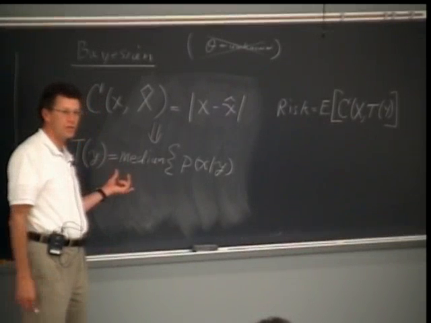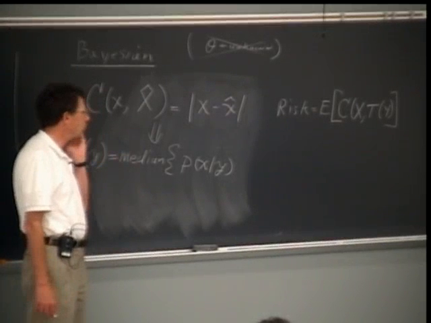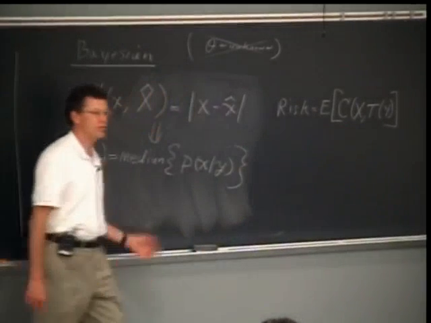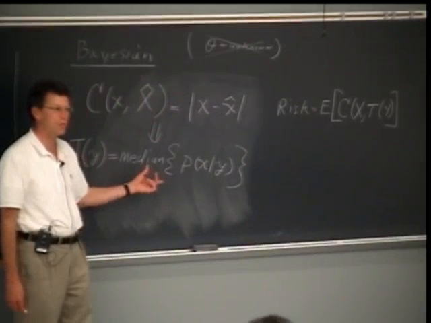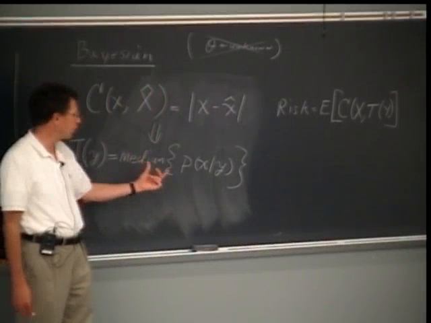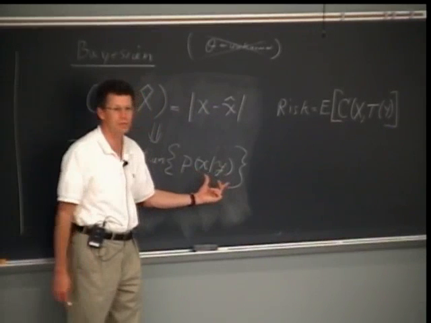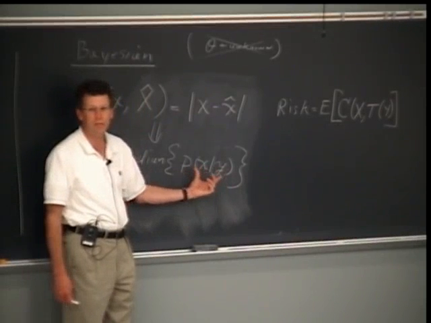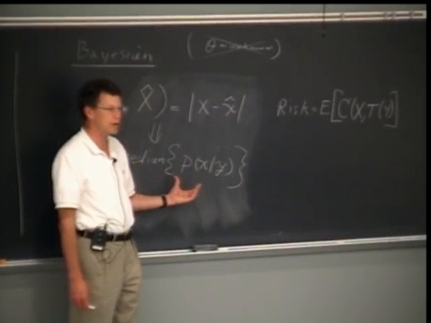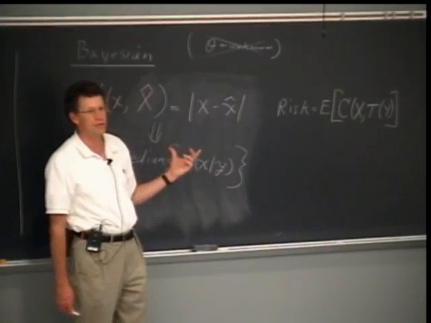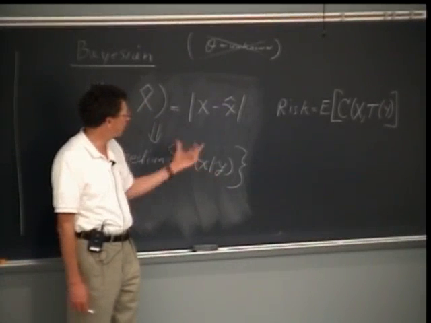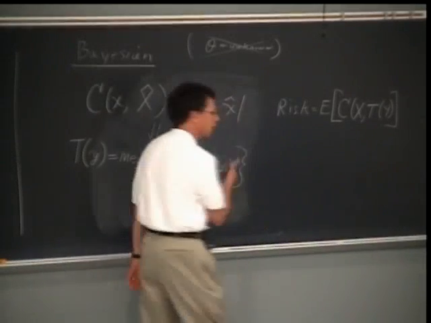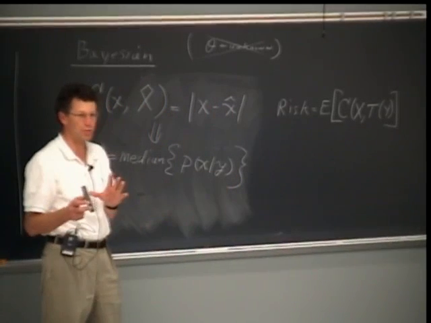And we'll consider others. You're going to do this as a homework problem, so hopefully you'll understand it. Basically, you look at the posterior, this is called the posterior distribution, we're going to talk about it in a little bit. The mean of the posterior is the minimum mean square error estimator. The median of the posterior minimizes the absolute error, in the scalar case. In a vector case, things are more complicated.